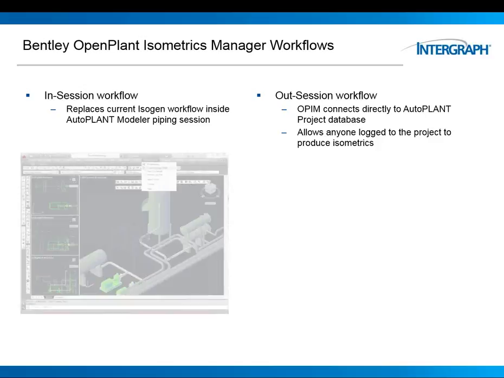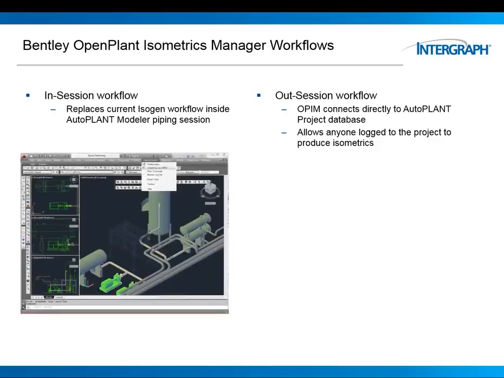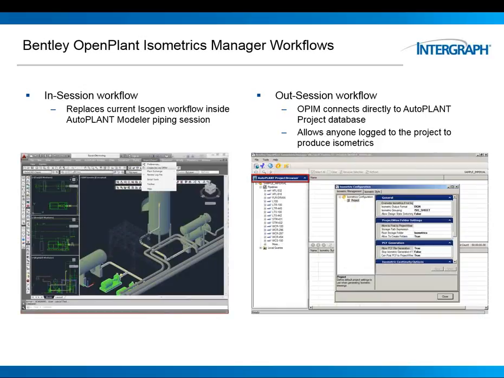So in an in-session workflow, the isometric is generated while inside the 3D piping application. So this was the case before when Isogen was still bundled with AutoPlan. The only change now is OPIM has taken its place. In an out-session workflow, isometric is generated outside the 3D piping application. So this was not possible before with Isogen. So OPIM connects directly with the plant project database and retrieves all line numbers which it can possibly process.